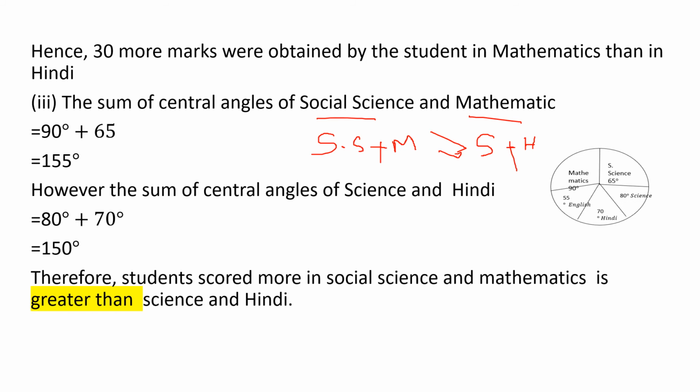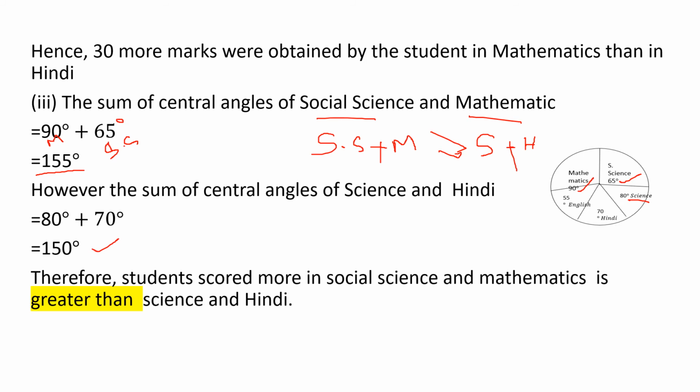That was the hint. So here for social science, what is the angle given? Social science, the angle is given as 65 degrees. And for maths, what is the angle given? 90 degrees. So 90 degrees plus 65 degrees. When you add it, you are getting 155. Then for science, what is the angle? 80 degrees. And for Hindi, what is the angle? 70 degrees. So 80 degrees plus 70 degrees, you are getting 150 degrees.